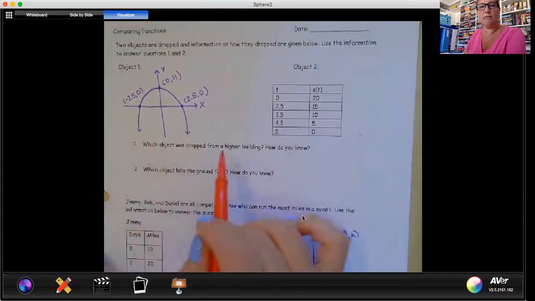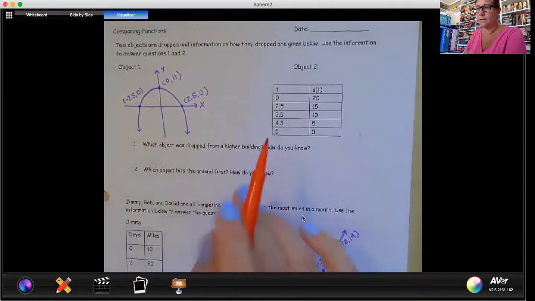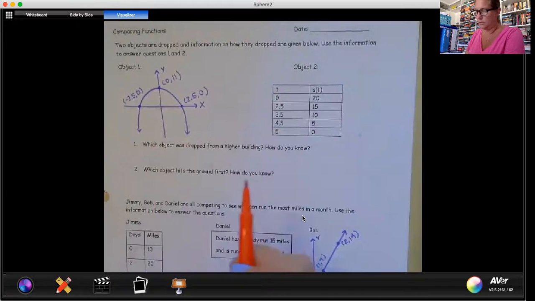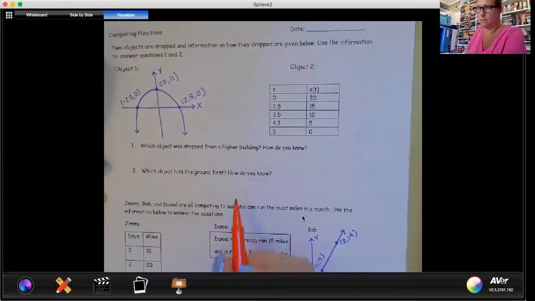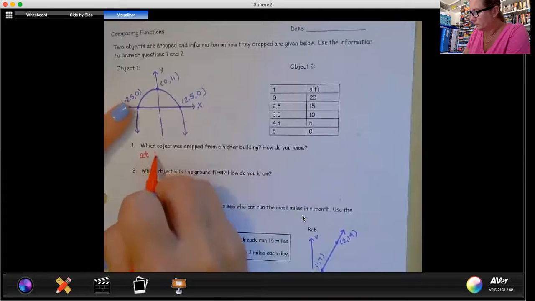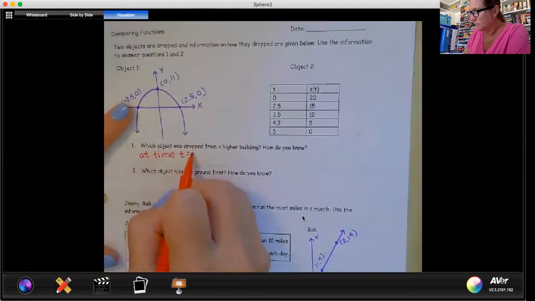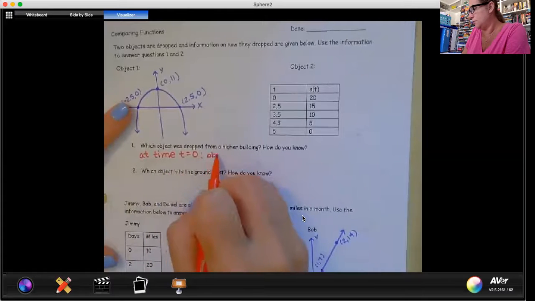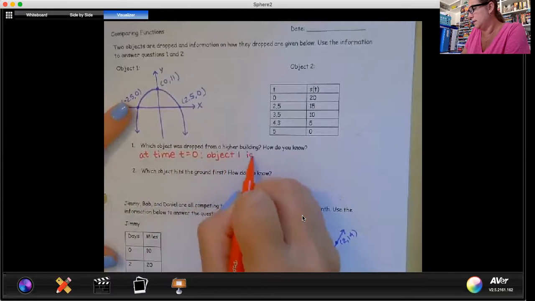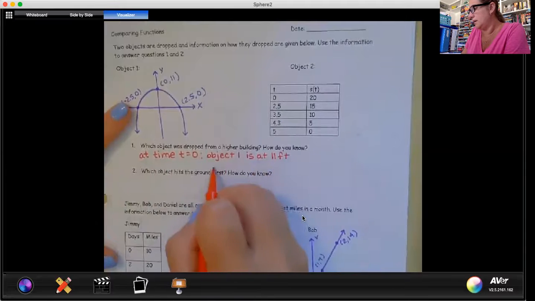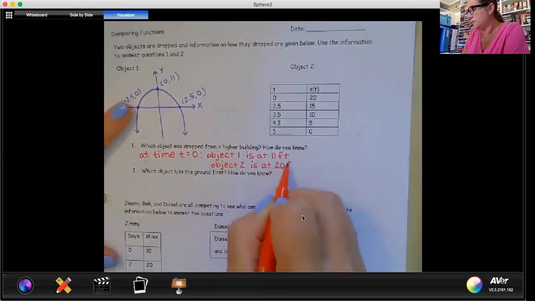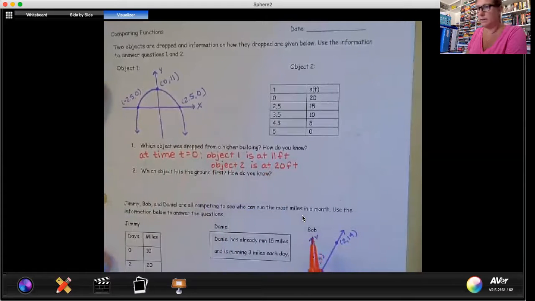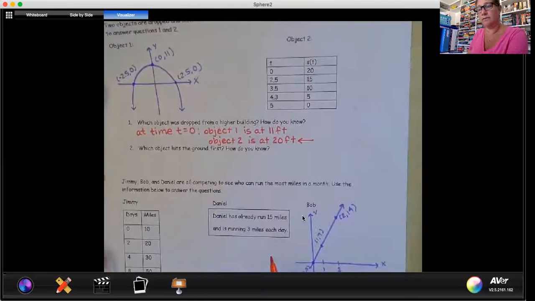So which object was dropped from a higher building and how do you know? As you're looking at object 1 and object 2, the way that you'll know which one is dropped from the highest building is you look at time t equals 0. So at time t equals 0, object 1 is at 11 feet and object 2 is at 20 feet. So which one is dropped from the higher building? Object 2.